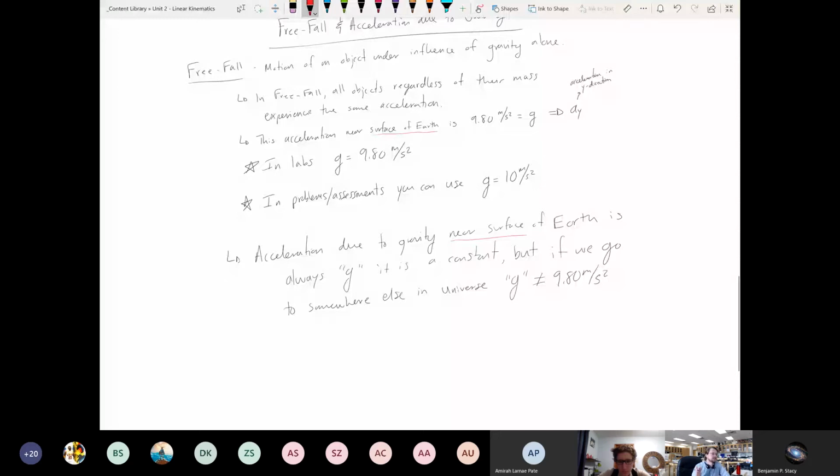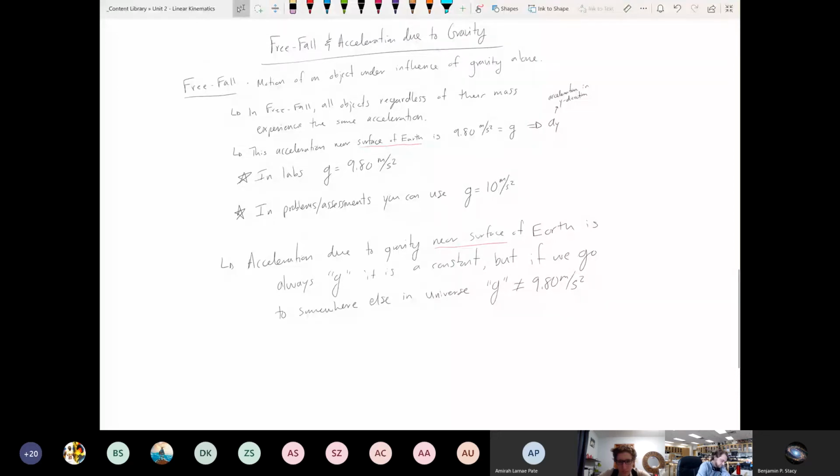Okay, those are the basics. We already have the kinematic equations. So one of the main takeaways here is that this acceleration due to gravity is a certain value. That's our acceleration in the y direction. We can use 10 meters per second squared for g in problem solving for the acceleration in the y, but 9.8 in the labs.